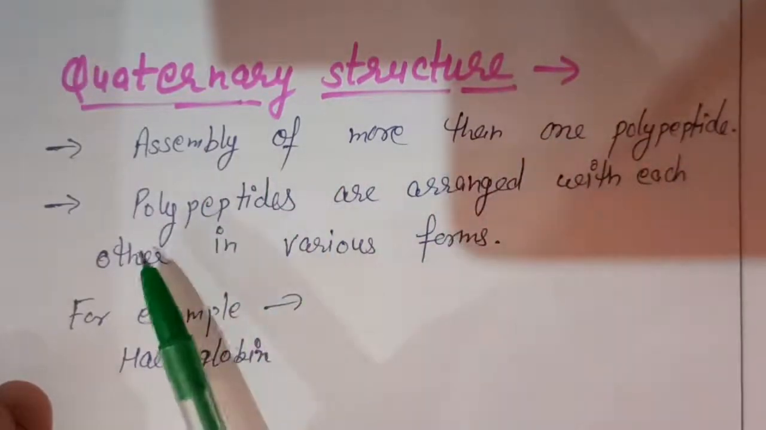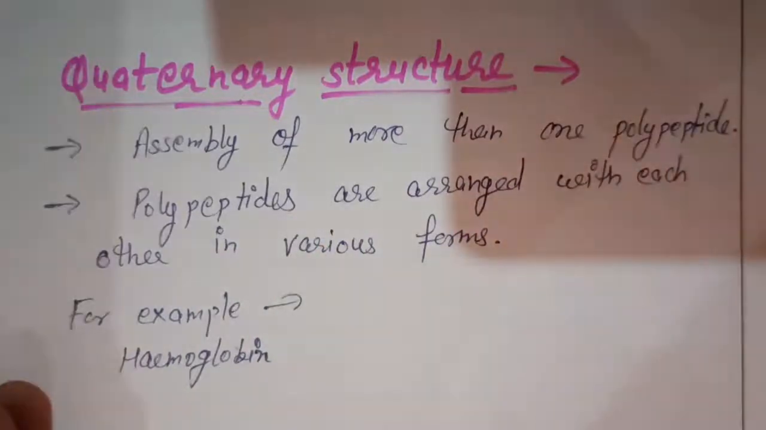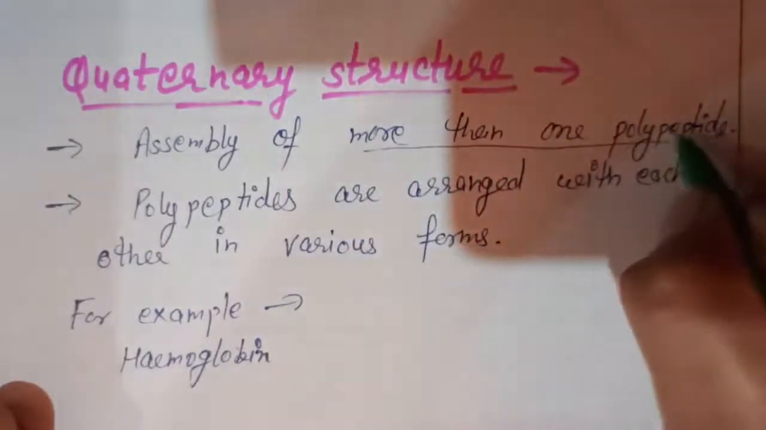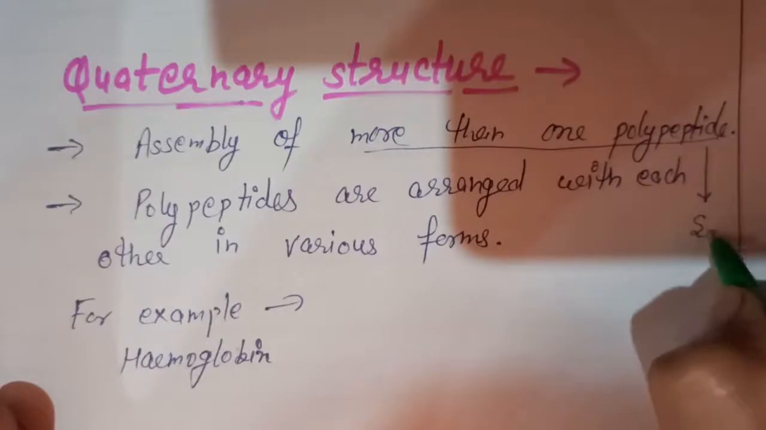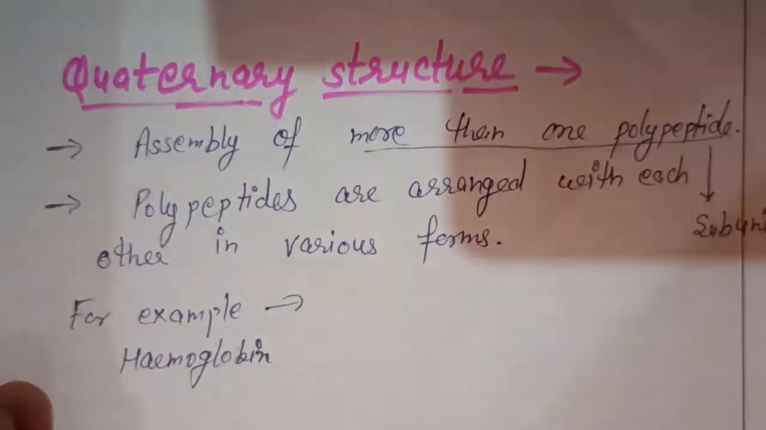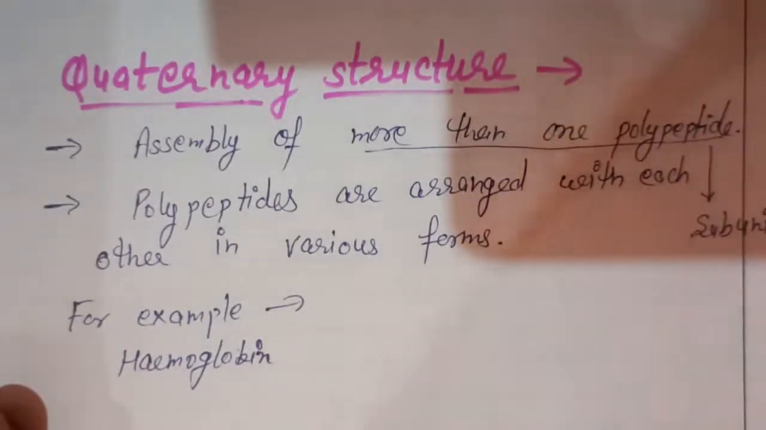Okay, these polypeptides are arranged with each other in various forms, like subunits. These more than one polypeptide chains present here will be called subunits, subunits of a single protein, you can say. And all these will be arranged with each other to function as a unit. All these subunits, or you can say all these polypeptide chains, will be arranged with each other to work as a unit. And by arranging with each other, these can take various forms.